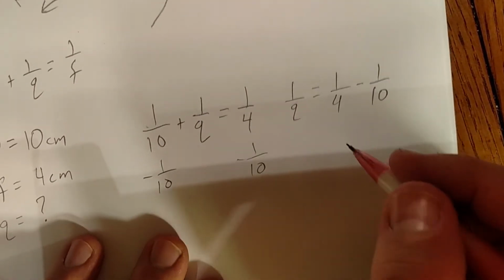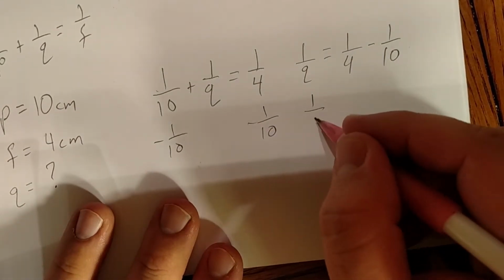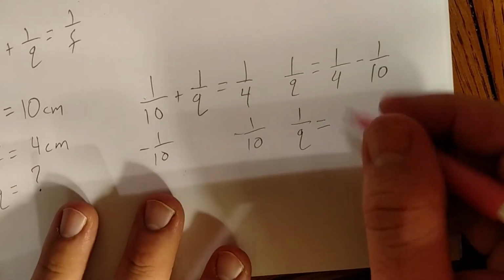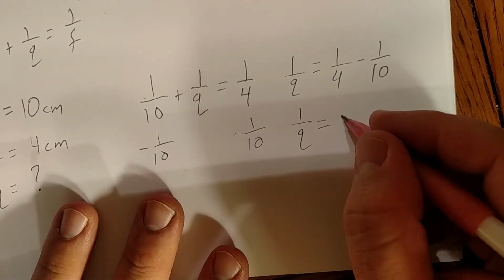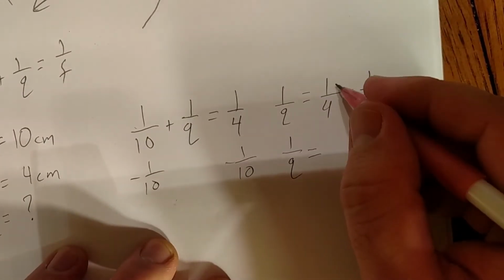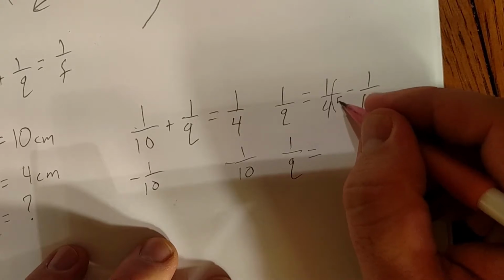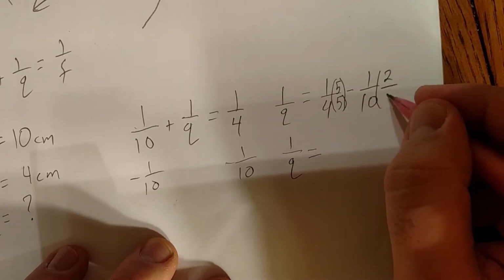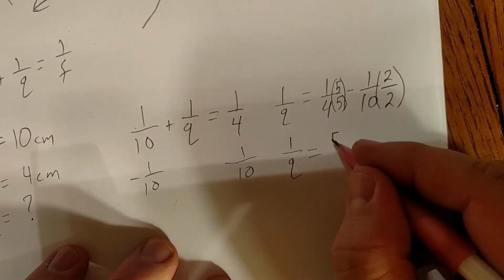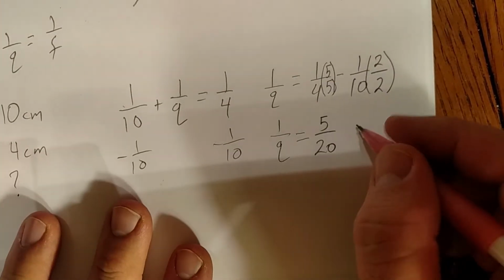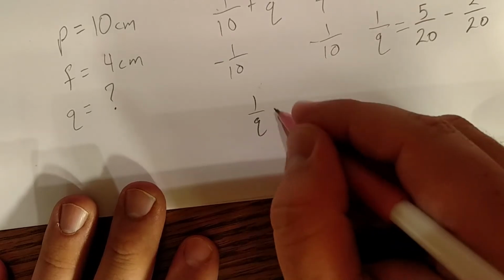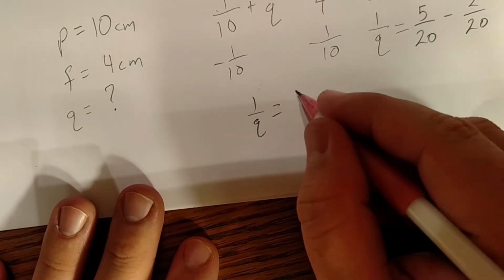Now we deliberate. We say, what do we need to do to make these two reach the exact same number? Well, for a fourth, what we need to multiply is by 5/5, drawn in a very strange way. And then for 1/10, we need to multiply by 2/2, because those two will meet at 20. So 5/20 - 2/20. Now, hopefully you can do that inside of your brain. 1/Q = 3/20.